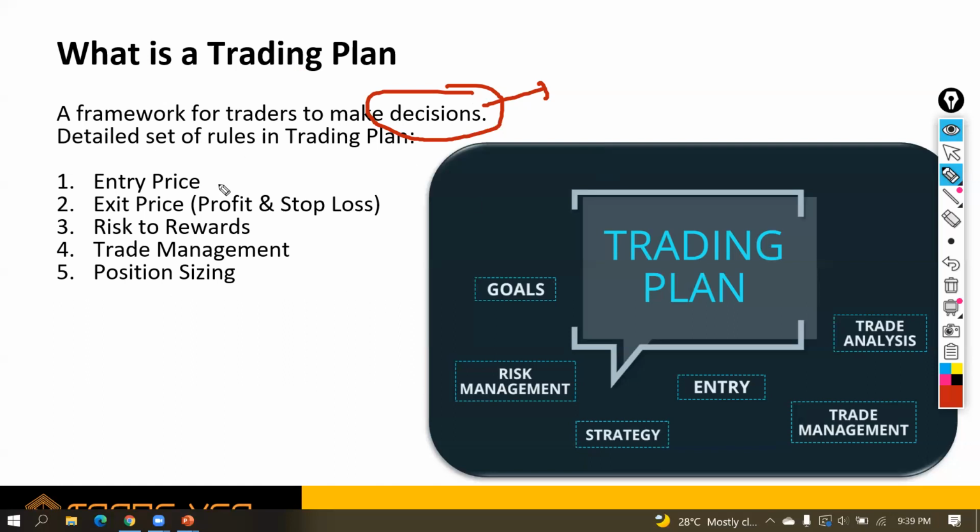Now of course a trading plan consists of lots of things. So entry price, of course, because a good trade is not only about choosing the right stocks. I think we repeat this a lot of times. A good trade is not only choosing the right stocks, but the right price as well.